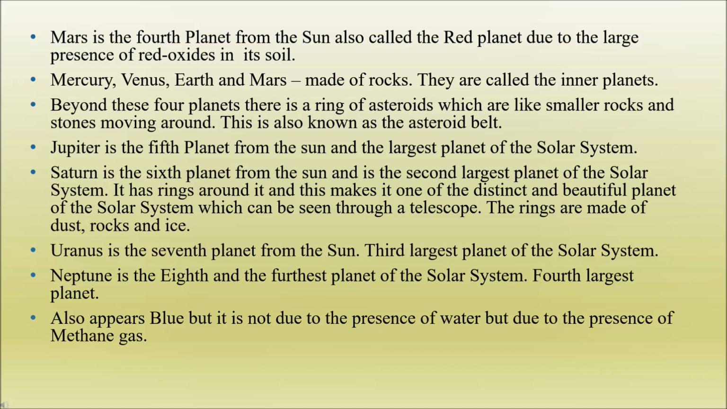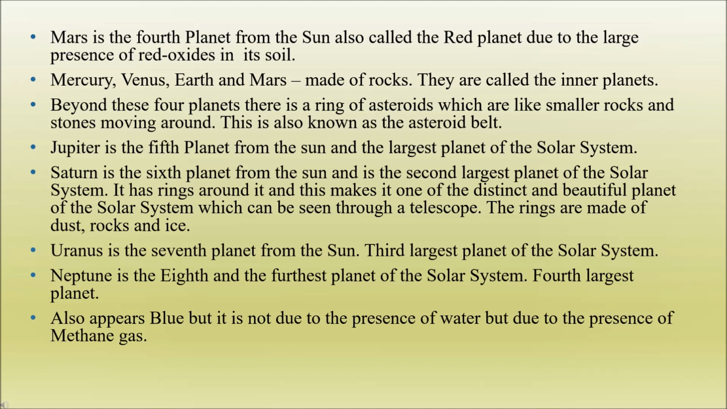Mercury, Venus, Earth and Mars. All these planets are made of rocks. They are called the inner planets. Beyond these inner planets, there is a ring of asteroids which are like smaller rocks and stones moving around. This is also known as the asteroid belt. And there are 4 other planets out of these inner planets. They are called outer planets.